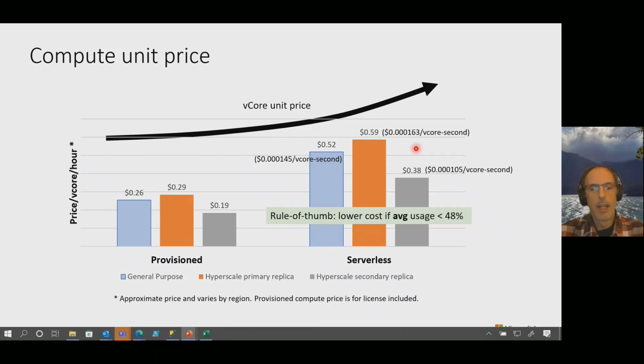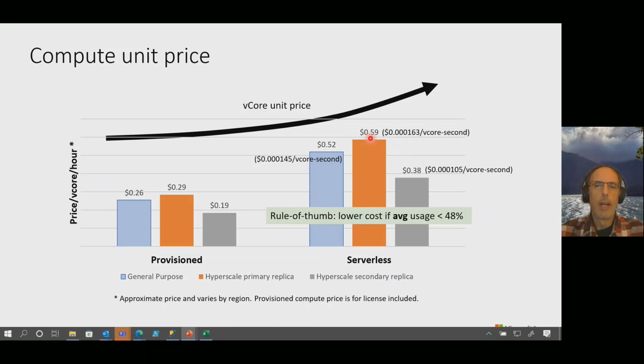So now let's discuss how pricing works in serverless. And sticking with the hyperscale examples, I'd like to draw your attention to the orange bars in this chart. To think about how pricing in serverless works, it's often useful to compare it against provisioned compute. In the provisioned compute tier for hyperscale, the cost for one core for 1 hour, depending on the region, of course, is around 29 cents. Whereas in the case of serverless, the cost for one core for 1 hour is 59 cents.